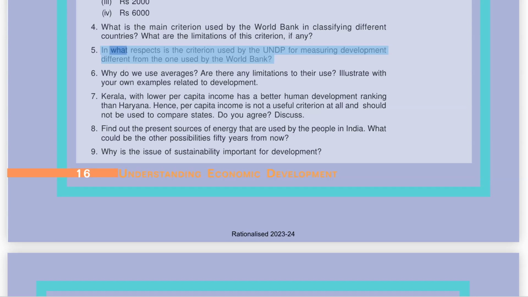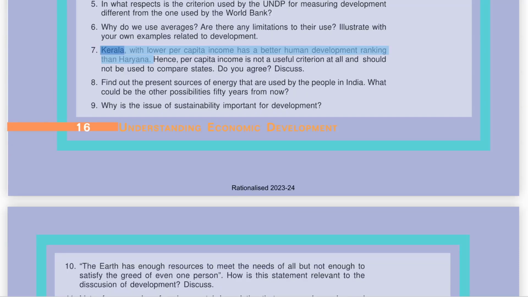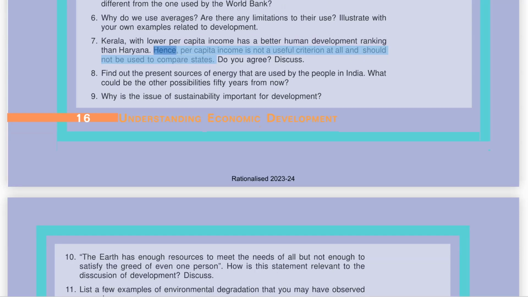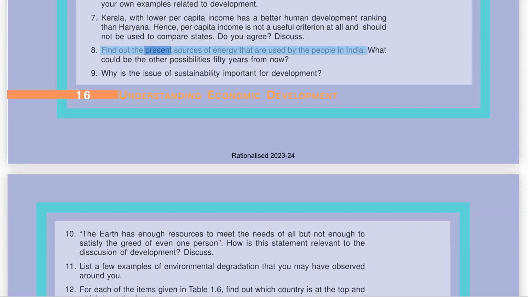5. In what respects is the criterion used by the UNDP for measuring development different from the one used by the World Bank? 6. Why do we use averages? Are there any limitations to their use? Illustrate with your own examples related to development. 7. Kerala, with lower per capita income, has a better human development ranking than Haryana. Hence, per capita income is not a useful criterion at all and should not be used to compare states. Do you agree? Discuss.